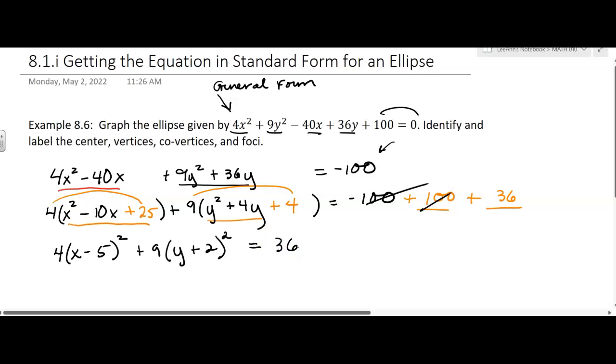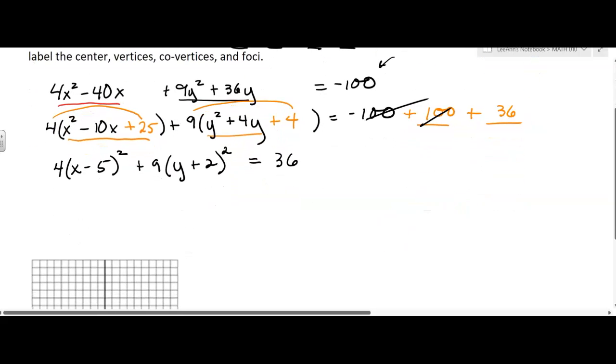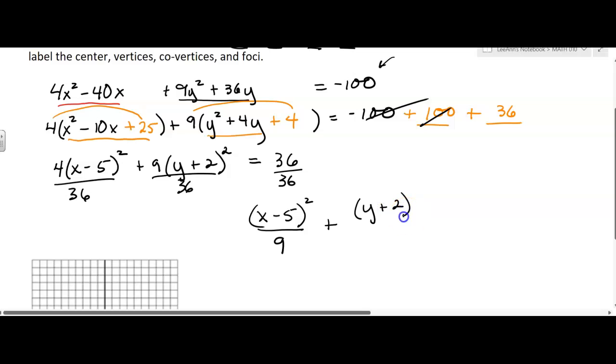Okay. So now we saw a problem similar to this one earlier. We have to get that 1 on the right hand side. So we've got to divide by 36, divide by 36, divide by 36. And so we're going to get (x minus 5) squared over 9, because 4 goes into 36, plus (y plus 2) squared over 4 equals 1.